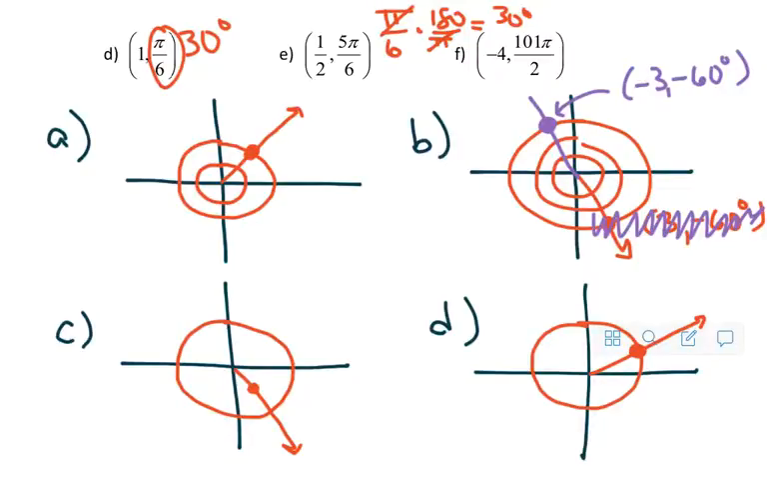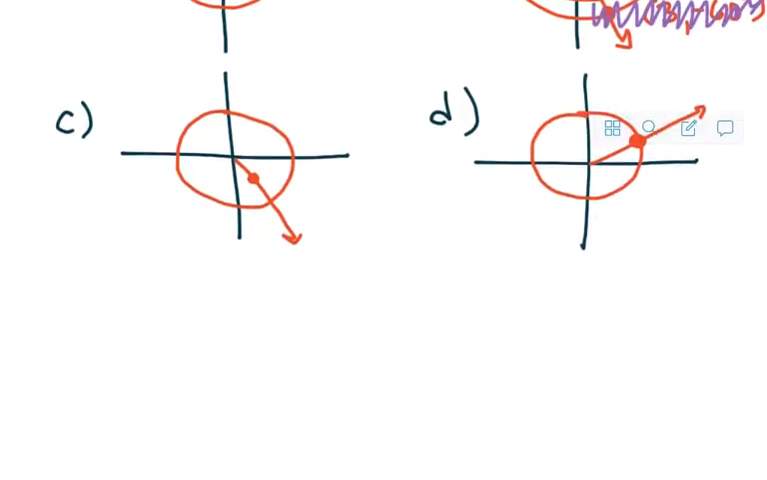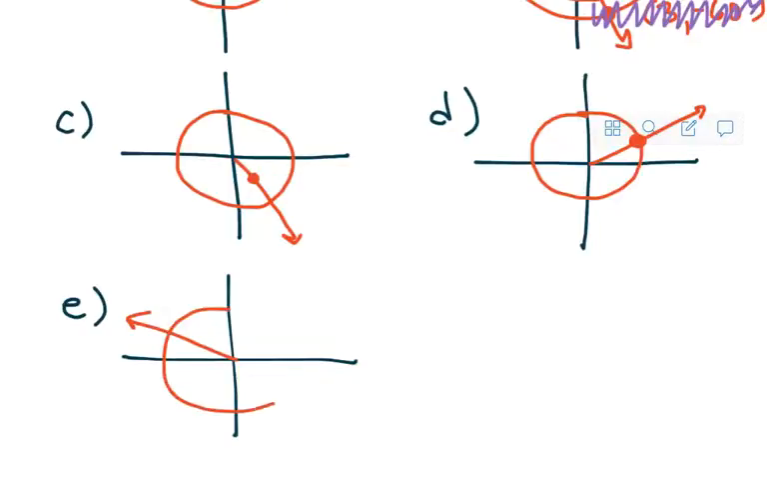E, (1/2, 5 pi over 6). 5 pi over 6 is 150 degrees. So in order to draw 1/2, 150 degrees, 150 is here. And since the radius is 1/2, I'm going to draw one circle and halfway.